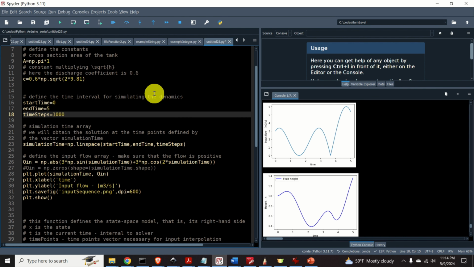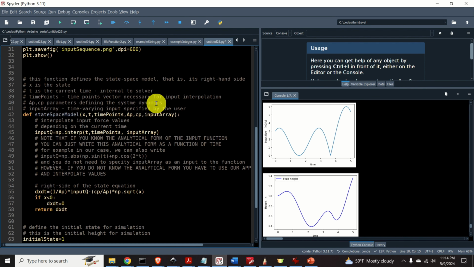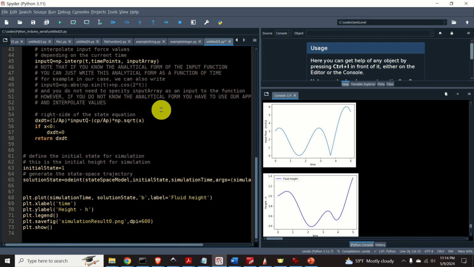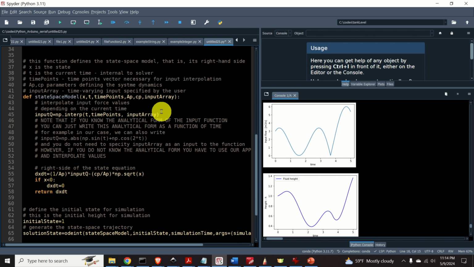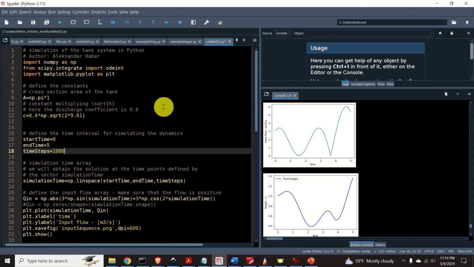Here's the code I wrote. This code contains very detailed comments explaining every line. I will provide a link to this code in the description below. In the sequel, I will write this code from scratch and I will explain every line of this code.